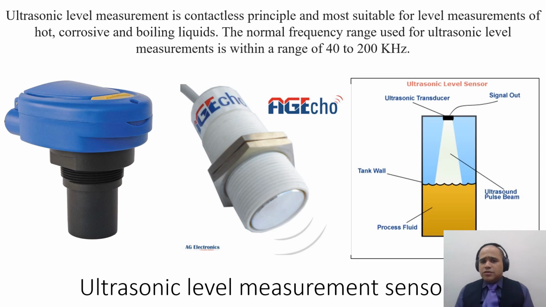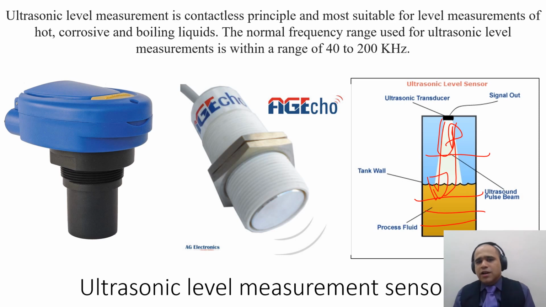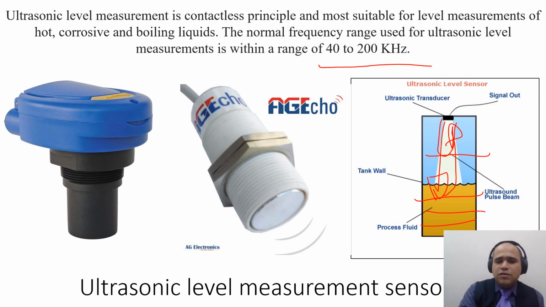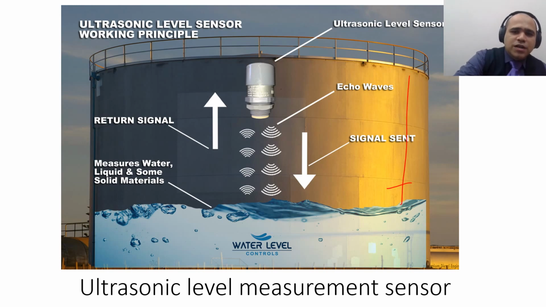Next is the ultrasonic sensor. Instead of your regular float, you send an ultrasound towards the water, and the reflected wave depends on the height of the water. The closer it is, the faster the reflection. These ultrasonic sensors work in the range of 40 to 200 kilohertz, so they are used in the majority of these big tanks you see outside. They can be used to store water or oil, or any other liquid.